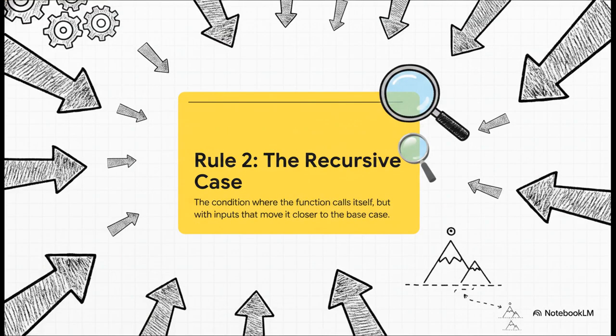And following right behind that is rule number two, the recursive case. This is the part where the magic happens, where the function actually calls itself. But here's the crucial detail. It has to call itself with an input that gets it one step closer to that base case. We're not just spinning our wheels. With every call, we're making the problem smaller and smaller, heading straight for that finish line.